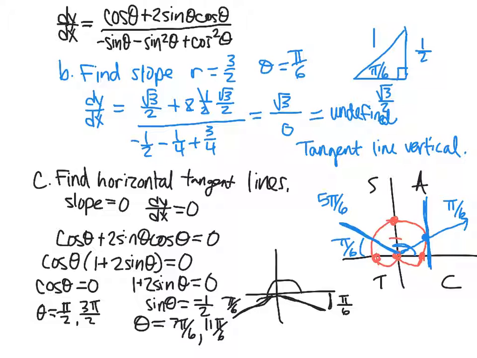Okay, so that says back at our graph that we have a horizontal line at pi/2, which we do, and at 3 pi/2, which is right here, and then our 2 at 7 pi/6, it's right here, and then at 11 pi/6 is right here. So we can see all our horizontal lines are represented.